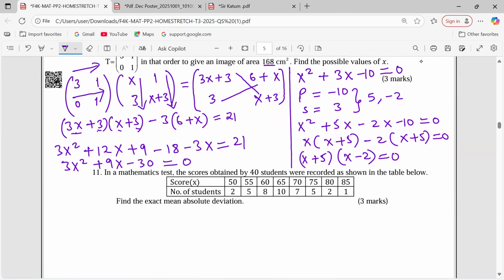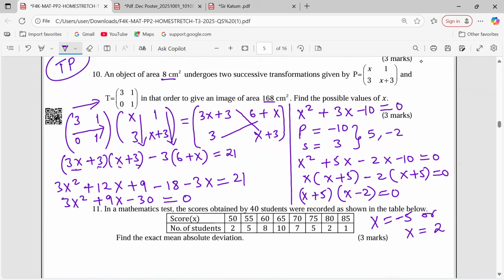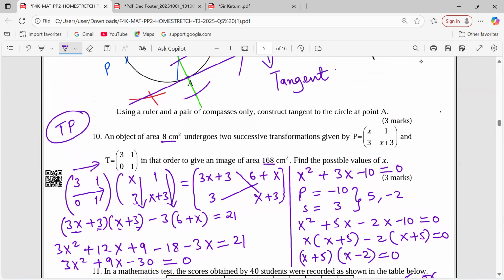So with this, we shall say that the value of x is either negative 5 or positive 2, because any of these can be equal to 0. x plus 5 can be 0, giving us negative 5. x minus 2 can be 0, giving us positive 2. So those are the two values of x. This is a very wonderful set.